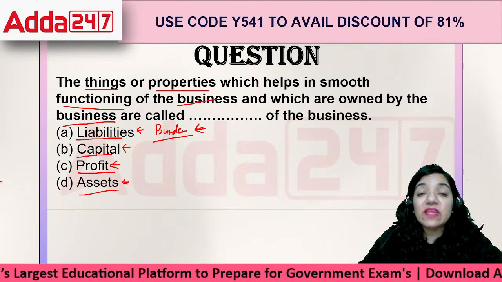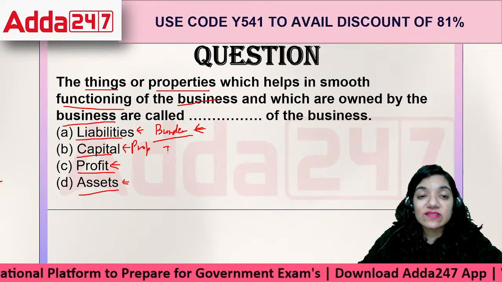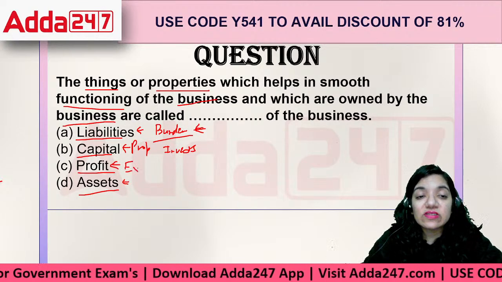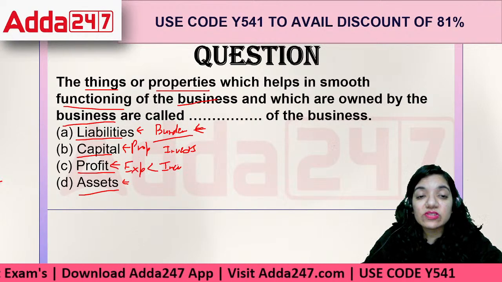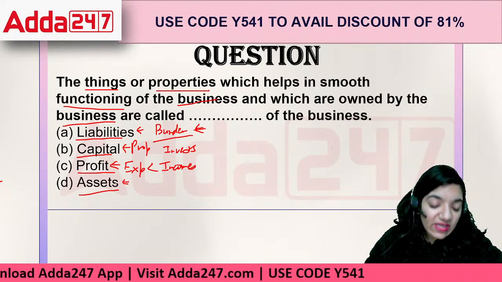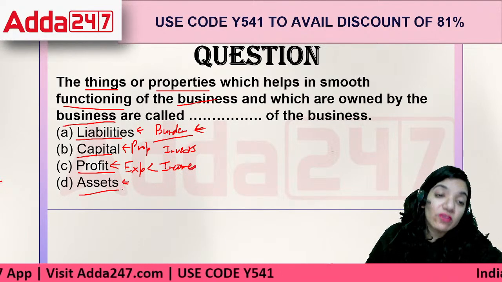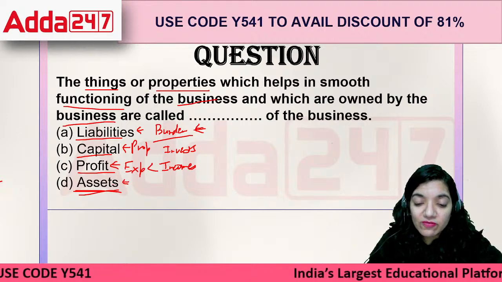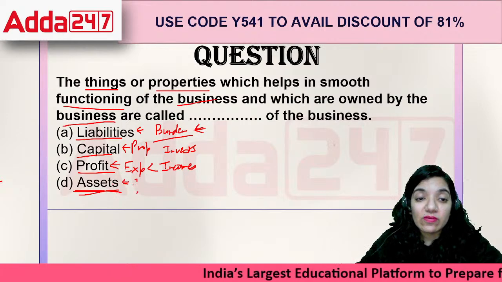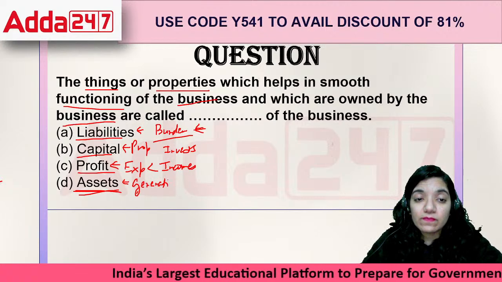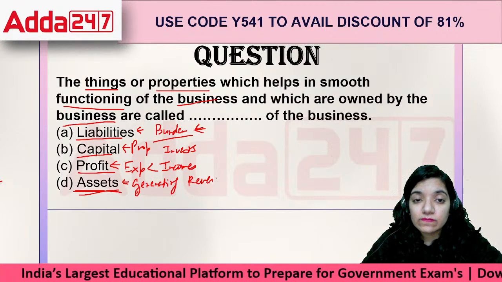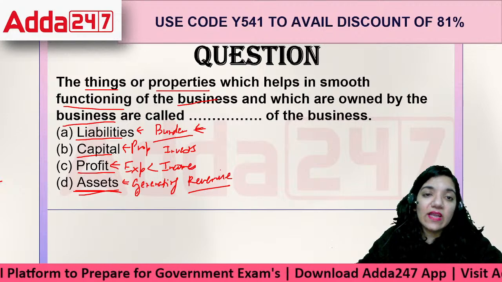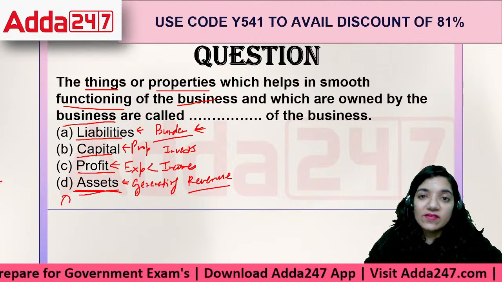Then capital is the money which the proprietor invests. Profit is what they make, that is, their expenses are less than their incomes. And then assets are those things which help in the development of an organization. There, assets are those elements which are helpful for the organization in generating revenue. So the correct answer here would be assets, right?